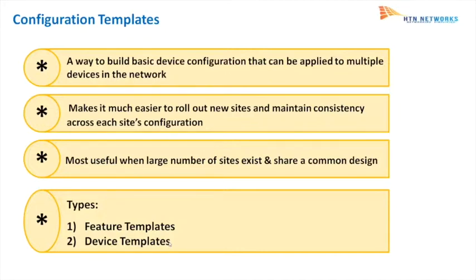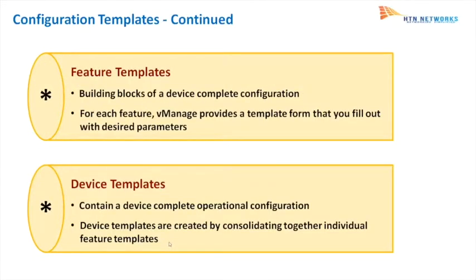There are two types of templates. One is called feature templates. The other one is called device templates. Feature templates are basically building blocks of a device's complete configuration. You can think of feature templates like Lego pieces. You have a lot of Lego pieces and you connect them and build something. Same thing here: the feature templates are building blocks. For each different feature, vManage provides a template form that you fill out with the desired parameters.